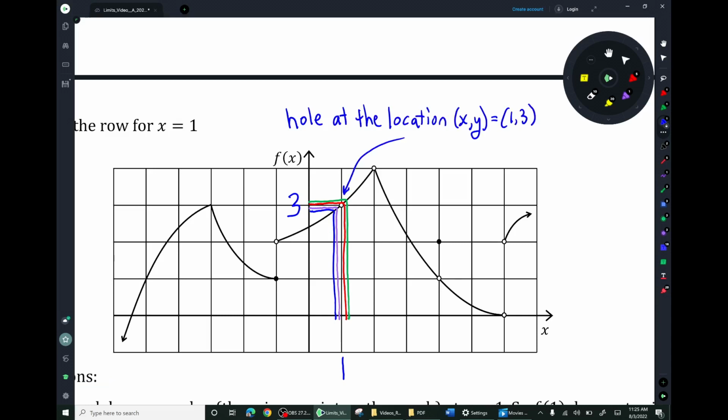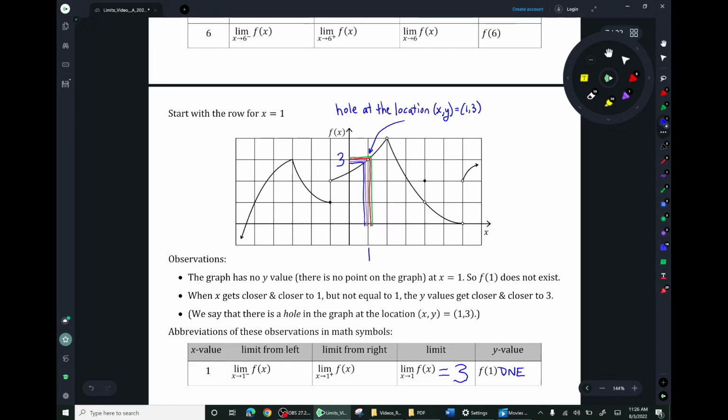So notice that I am careful to say hole at the location x, y equals 1, 3. I don't use the word point. I don't say that there's a hole at the point 1, 3, because I don't want to be unclear. There is no point there. That's the reason we're emphasizing this. There's a hole at that location. So we have filled out the two cells of the table that I said we would fill out. We'll come back later and address those two cells.